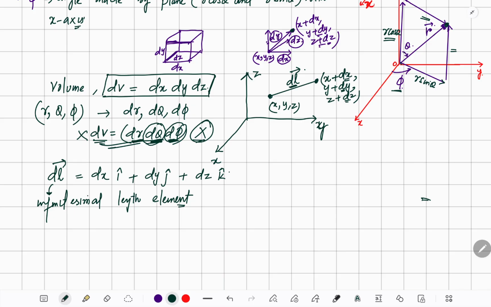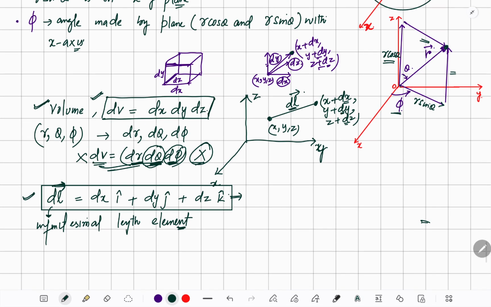I told you we cannot define the spherical polar coordinate system without understanding the Cartesian coordinate system. So this is the volume element in the case of the Cartesian coordinate system, and this is the small, or infinitesimal, length element in the Cartesian coordinate system. Now first we'll write the length element in the spherical polar coordinate system. So let's understand this concept.